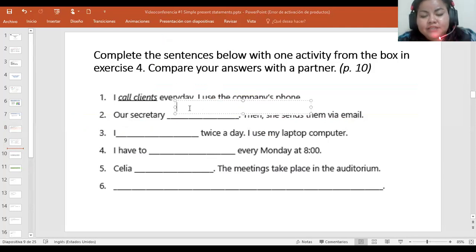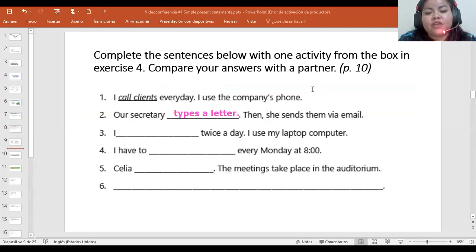Remember in this case to use third person singular. Types a letter, period. Our secretary types a letter. Then she sends them via email, right? Yeah. Okay, now we're going to complete the others.